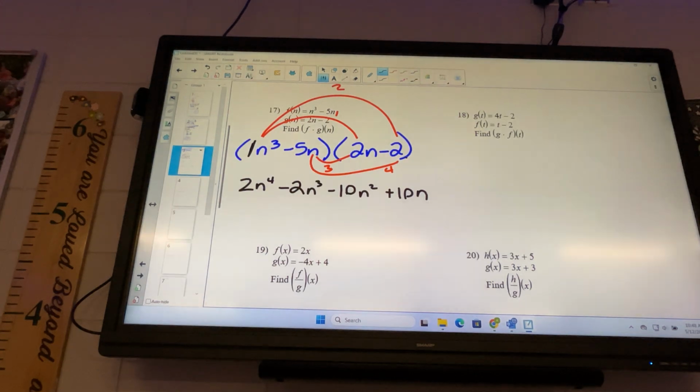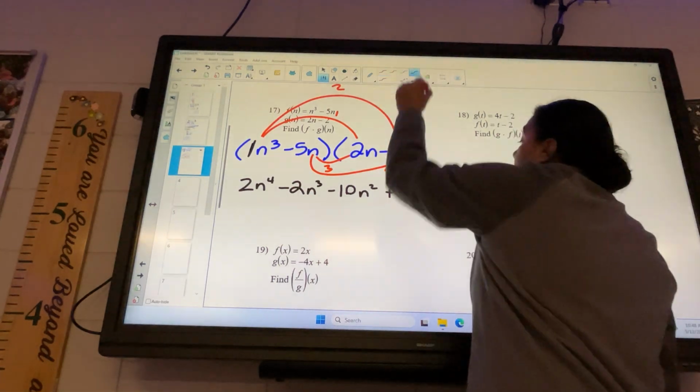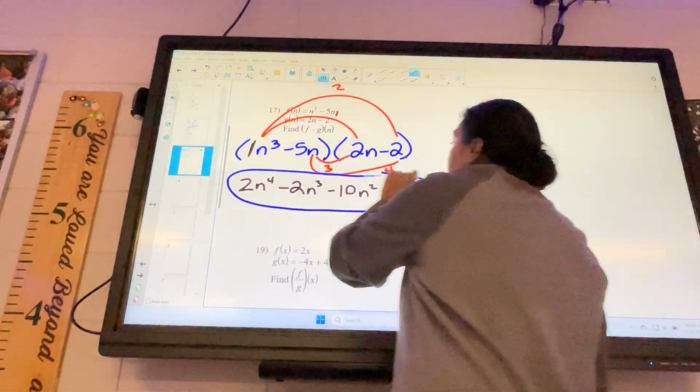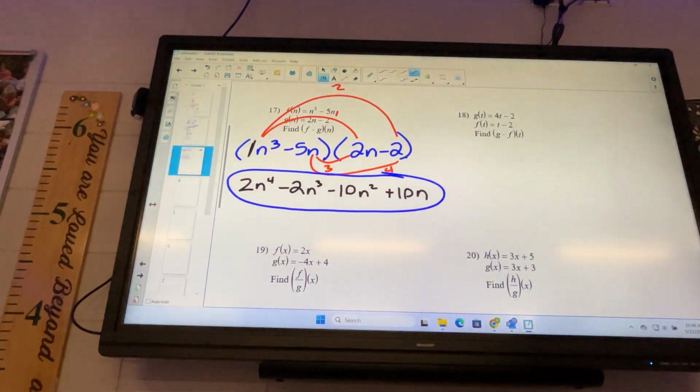Then we combine. Who can get combined? None of them. They don't have the same last name. However, that's when you would combine. In this case, we don't have to combine, but sometimes you will, sometimes you won't.